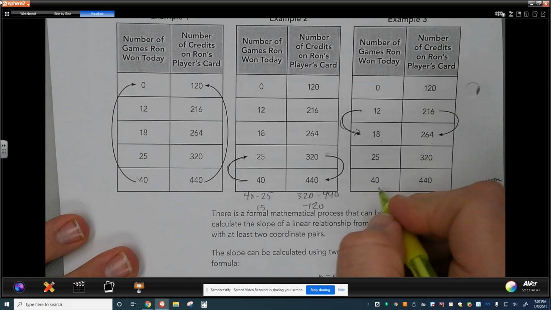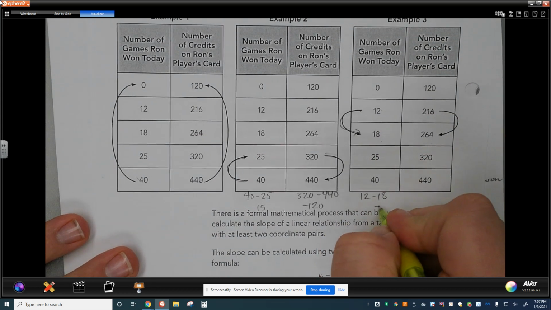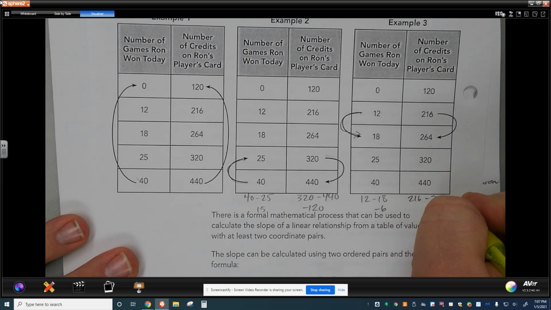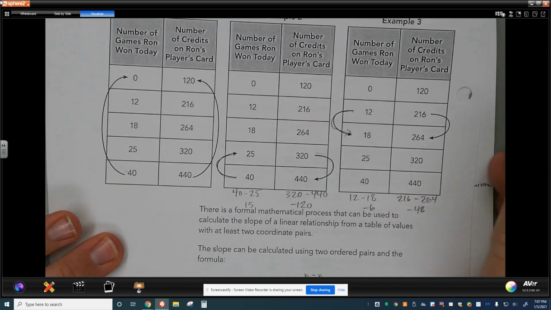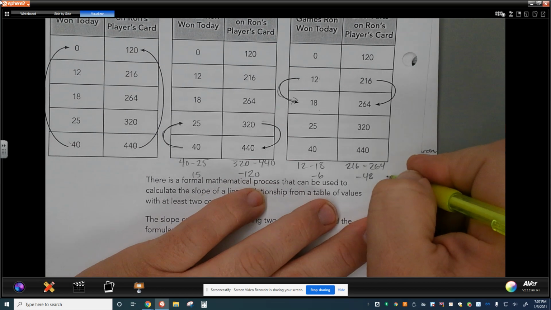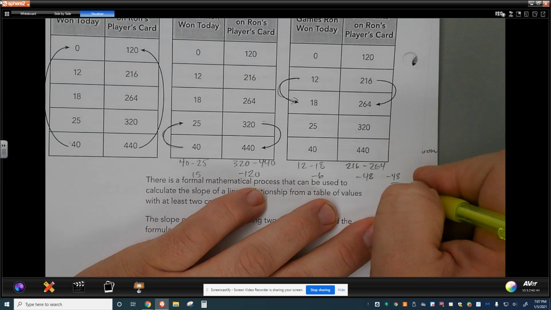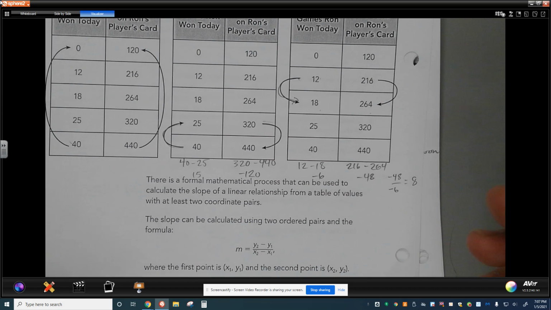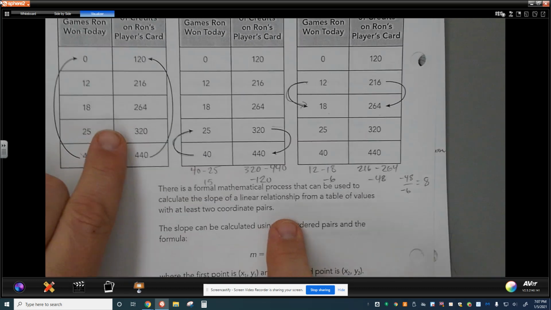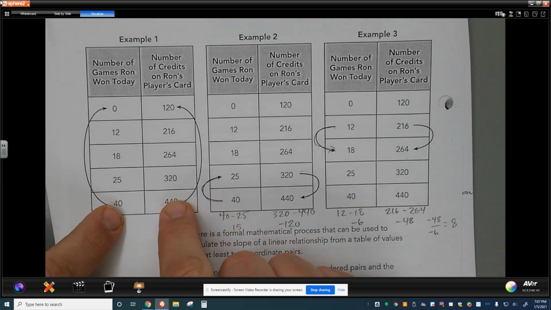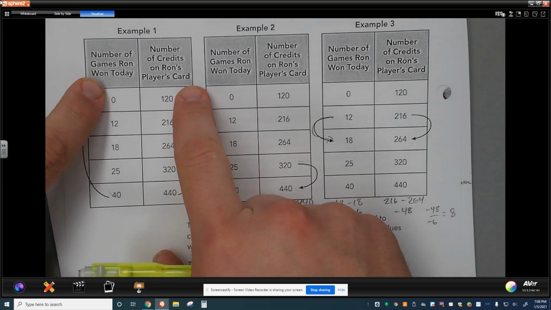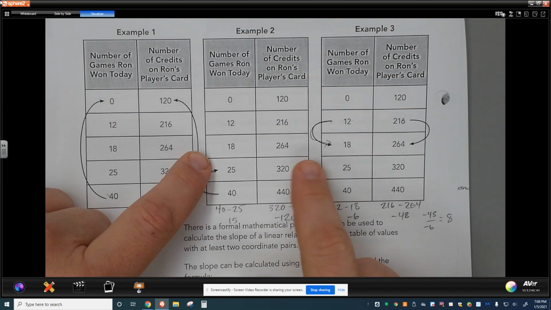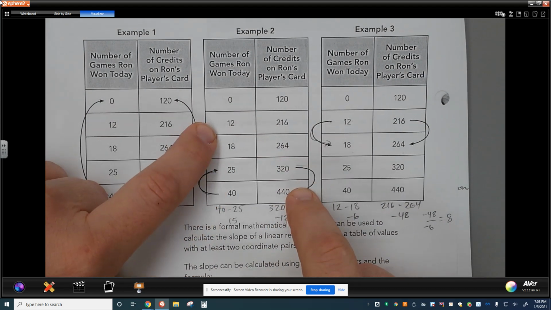The fact is, 12 minus 18, while that is negative 6, and 216 minus 264 is negative 48, the fact is, since I went the same direction, negative 48 divided by negative 6 is still positive 8. So a negative divided by a negative is a positive. What we have to see here in example 1, as long as we're calculating in the same direction, we will always get the correct slope. But as soon as you start calculating in opposite directions, you get the wrong slope.